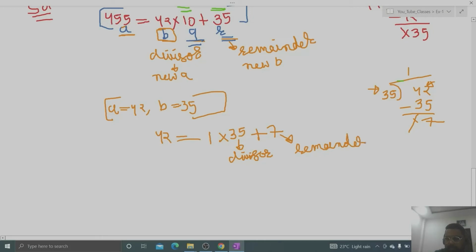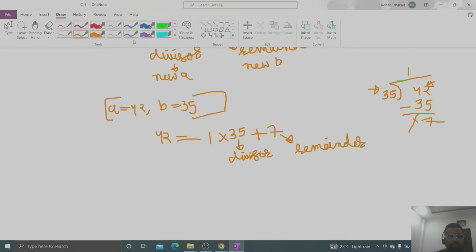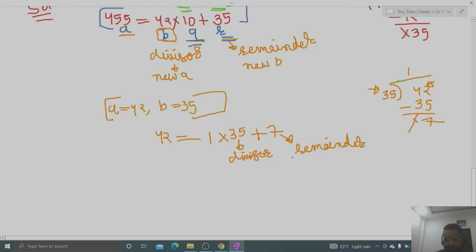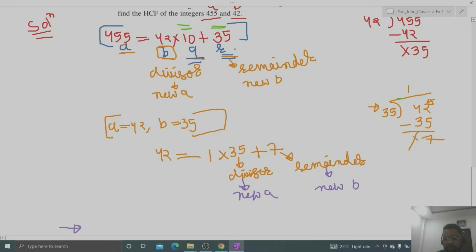So what will we do? We will make this 35 and 7 the new a and new b. And how do we choose it? We choose on the basis of which is greater. As you can see here, this 35 is greater, so I will choose this divisor as the new a, and this remainder as the new b. So again we have to apply that process. Up to which step do we have to apply this process? We have to apply this process until this r becomes 0.